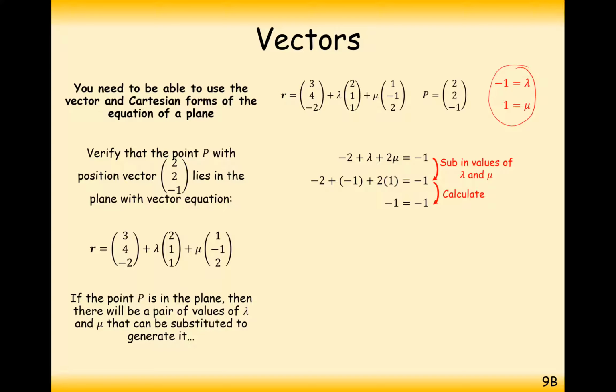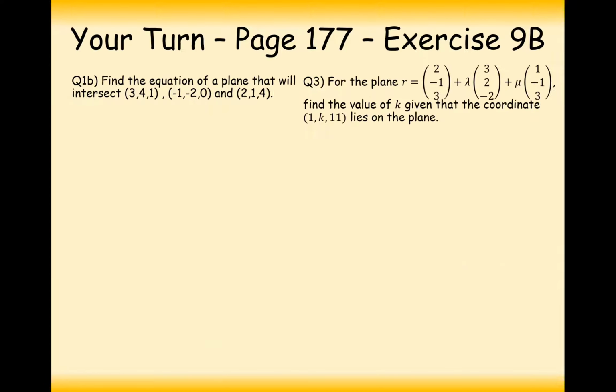Great. Okay, now if that number on the left-hand side came out to be anything else, then that would mean that the coordinate is not on the plane. But it did equal minus 1, so it does lie on the plane, thankfully. Okay, so the point P must lie on this plane.